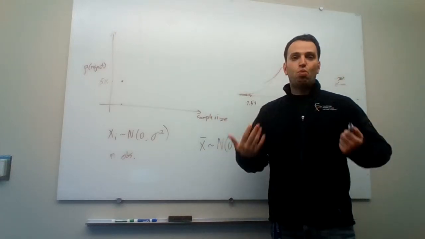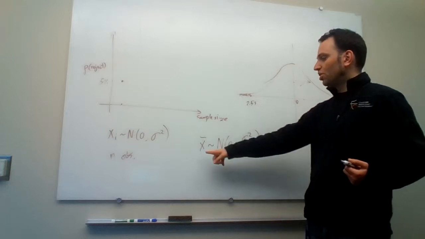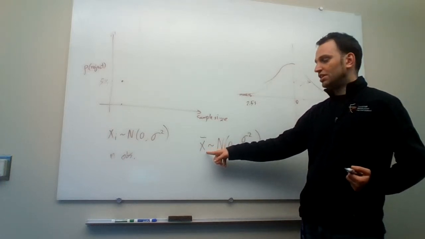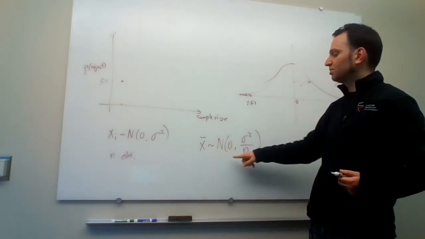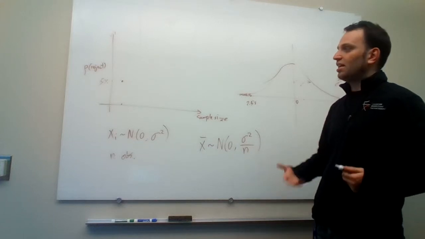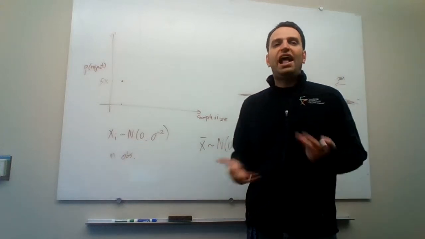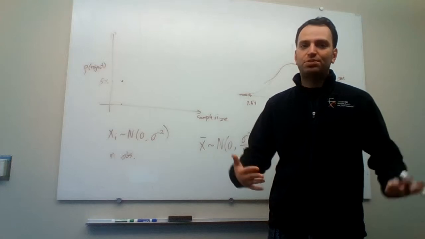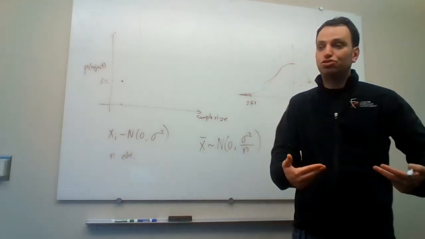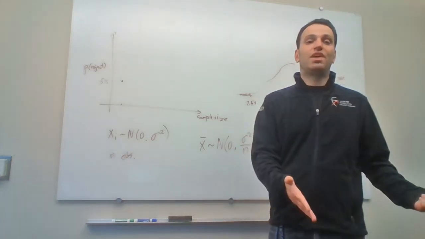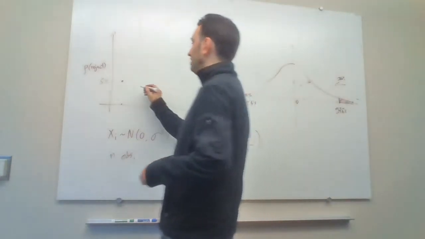Now, if you have more than one observation, you would compute the x bar, and we know that the x bar is distributed like this. Again, you would compute the p-value, and the story is the same. 5% of the time, assuming the null hypothesis is true, the p-value is going to be smaller than 5%. So the line kind of looks like this.